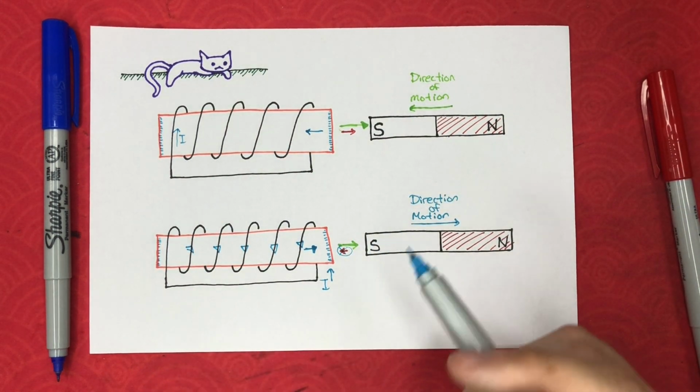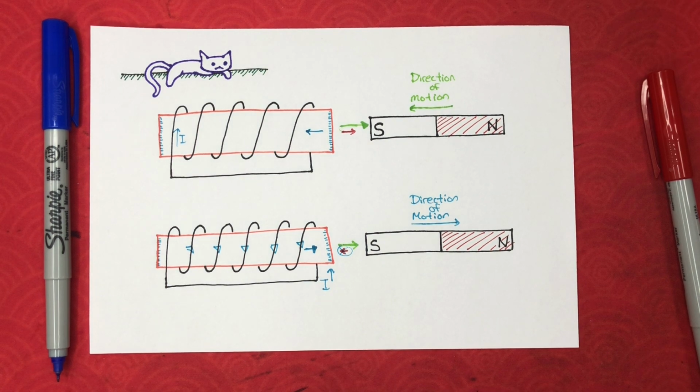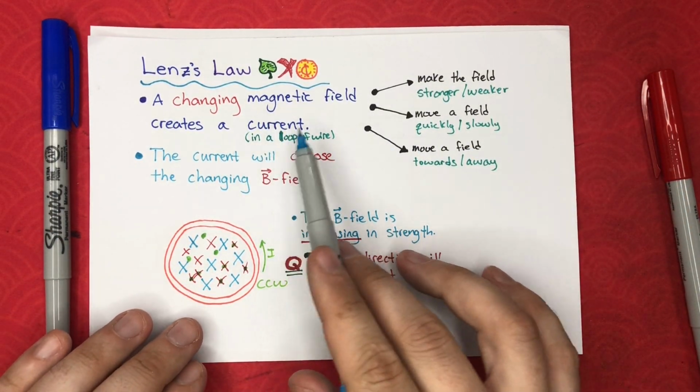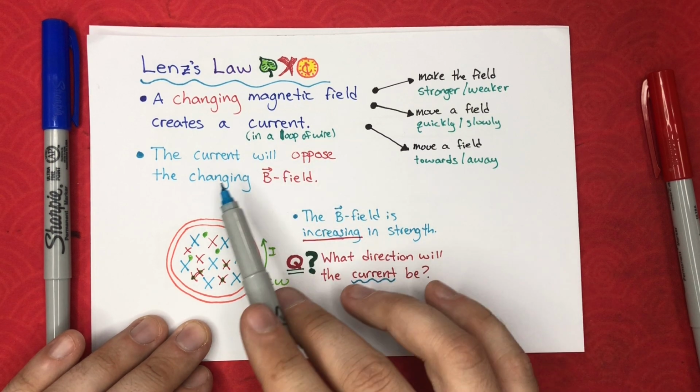Okay? So that's Lenz's law in a nutshell from a purely descriptive point of view. But the big thing here is that nature hates change. A changing magnetic field creates a current in a loop of wire, and the current will oppose the changing magnetic field.